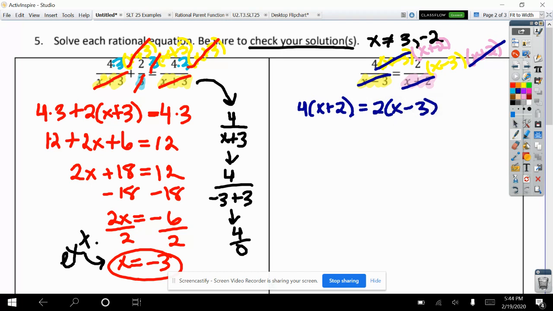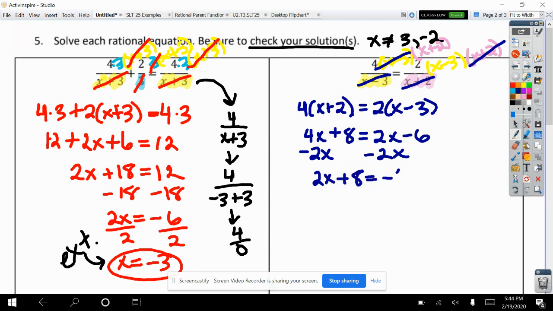Now I just need to distribute. So 4 times x gives me 4x, plus 4 times 2 gives me 8. 2 times x gives me 2x, minus 2 times 3 gives me 6. I don't see any like terms on each side, but I can move my terms around so that I can combine them. So I could start by subtracting 2x on both sides. So that gives me 4x minus 2x is 2x, plus 8 equals negative 6. And then I can subtract 8 on both sides.